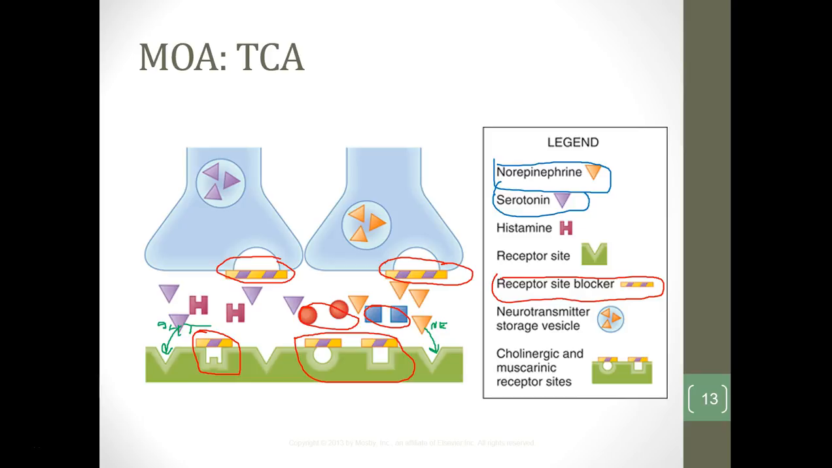So the block of the reuptake of the norepinephrine and the serotonin in the presynaptic neuron and the postsynaptic receptors, the longer those neurotransmitters are in that cleft, the more chances they have for those happy hits into those receptors. The TCAs keep the monoamine transmitters available for binding for longer periods of time, thereby increasing the opportunity for those binding receptors. So just like I said, it leaves them there and it allows for more happy hits.